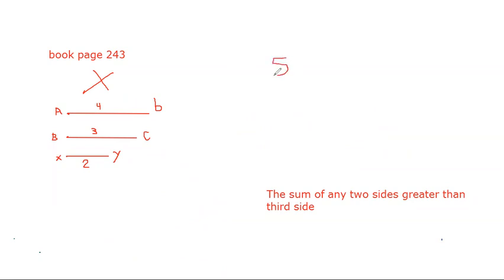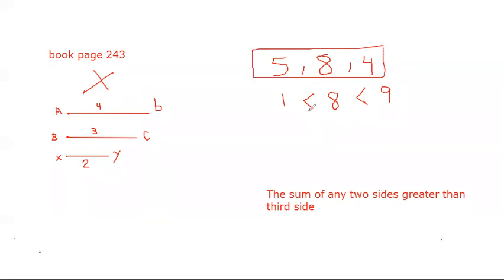When you have 5, 8, and 4, what is the first step quickly? Put the 8 in the middle. In your left hand, what do you have to do? 5 minus 4 will be 1, and 5 plus 4 will be 9. So can we draw a triangle with these sides or not? We can. Once the inequality is correct, we can draw a triangle.